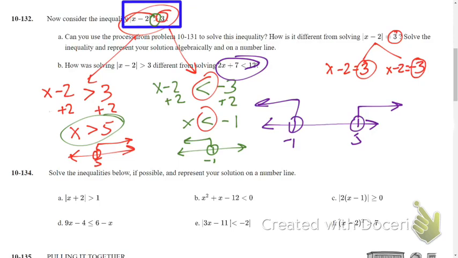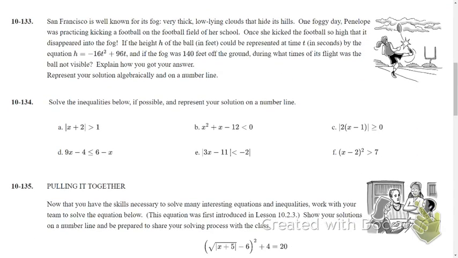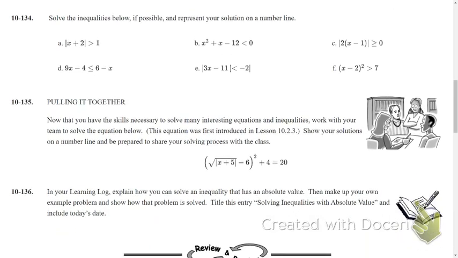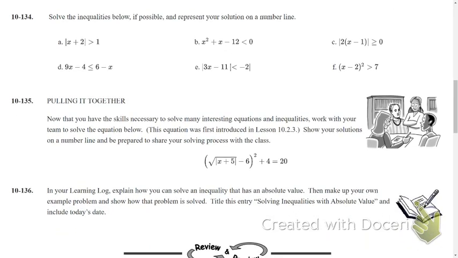All right, so the next problem we're going to do is we're going to skip 10-133 and jump straight into 10-134. Okay, and I want you guys to take a few minutes here and just solve all 6 of these inequalities. Take as much time as you need. This is great practice for you guys. Remember, you have your test coming up very soon. Just do all 6 of these and then check your answers when you're done. Just pause the video and come right back.